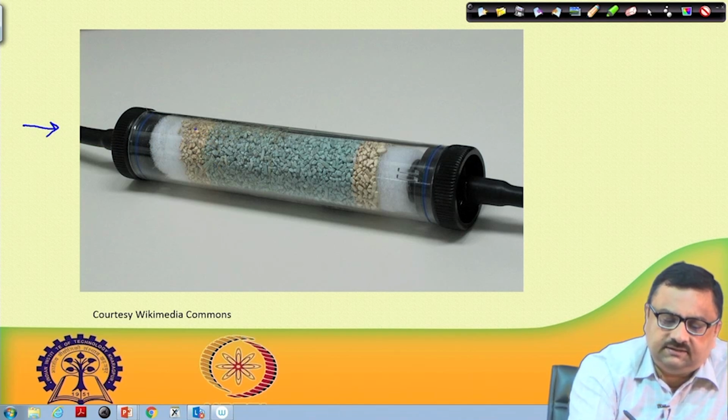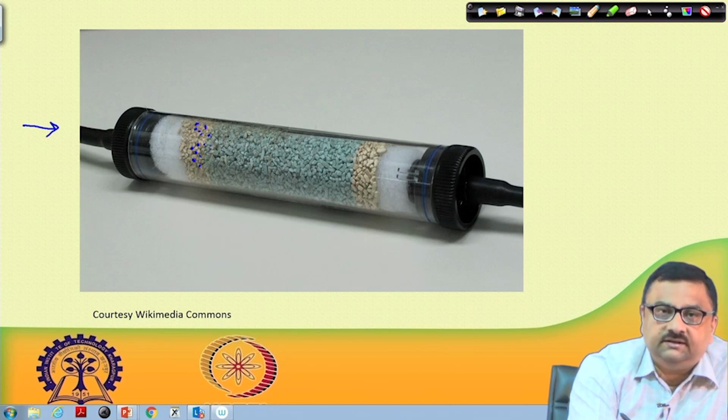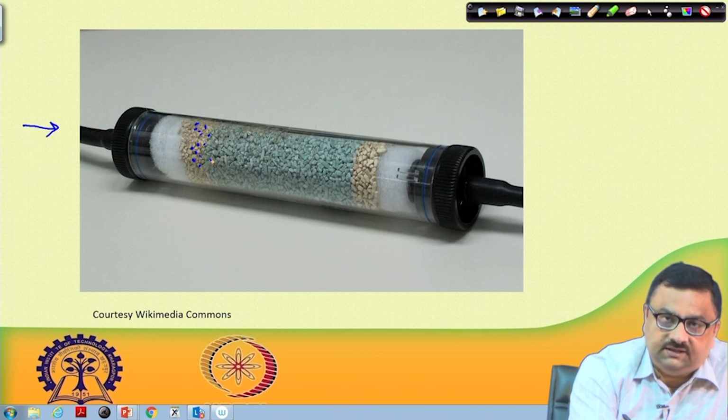As it travels through, we expect that in these areas there is getting deposition, and because of this deposition we are having this. So, this deposition we are referring to as sigma s.